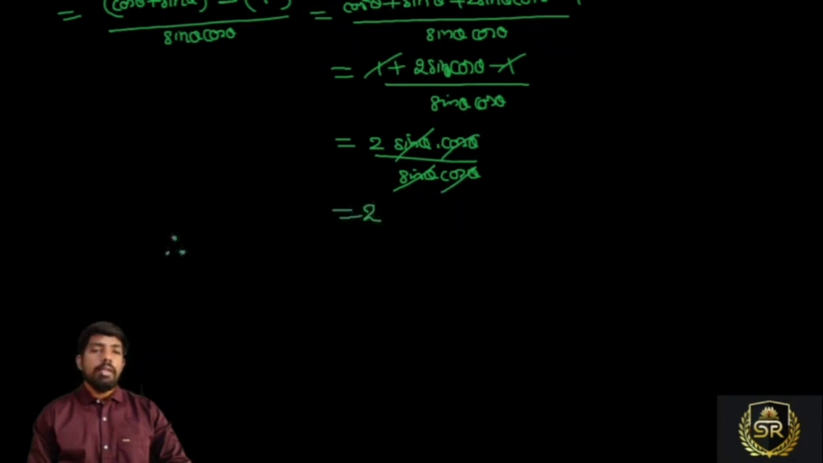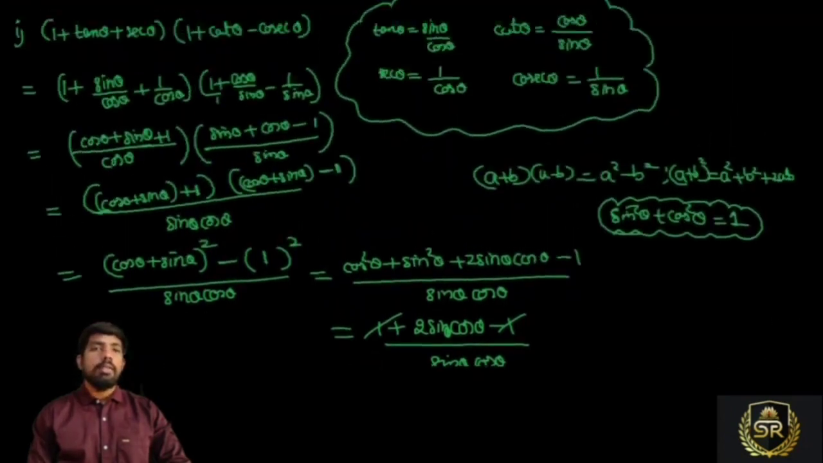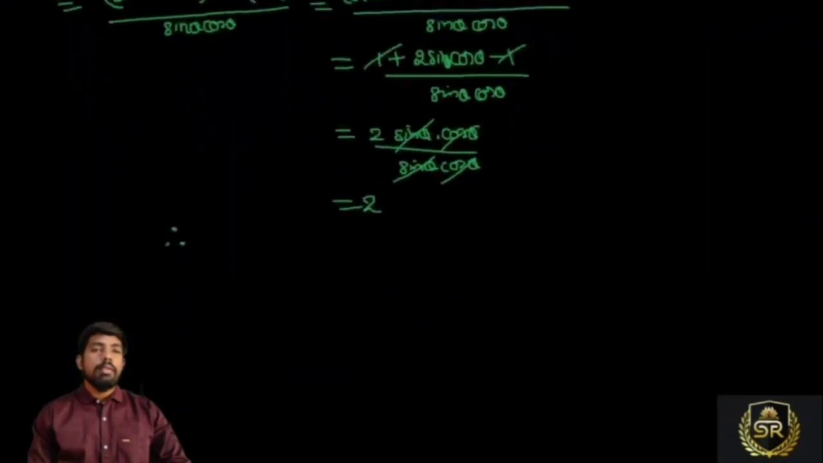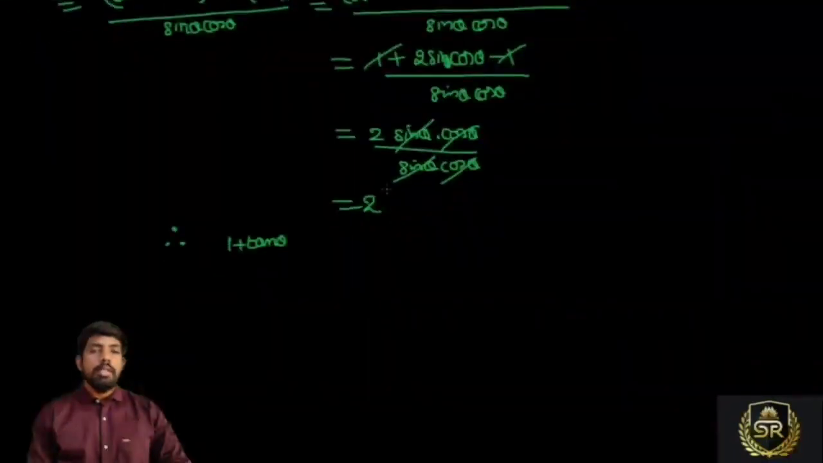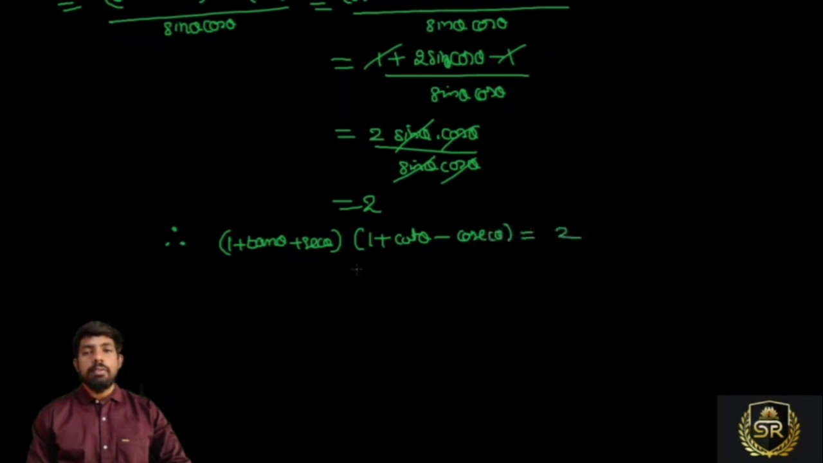Therefore we got an answer. What is the answer? Therefore 1 plus tan theta plus secant theta into 1 plus cot theta minus cosecant theta is equal to 2. That's all. This is the solution. 2 is the answer.